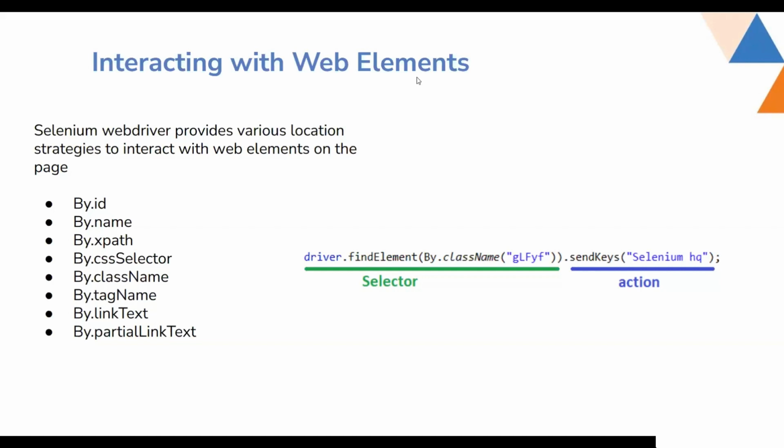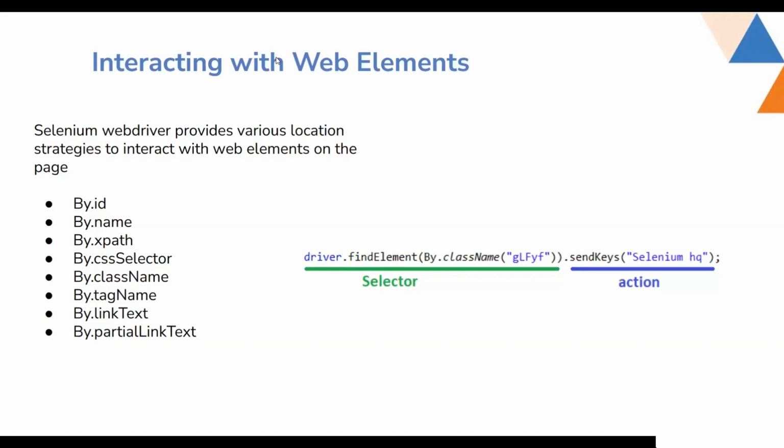Once you have the locator, you actually need an action to be performed on that web element. So this is what you see on the screen: on the left hand side, it's the locator, and on the right hand side we specify the action you are going to perform on that web element.